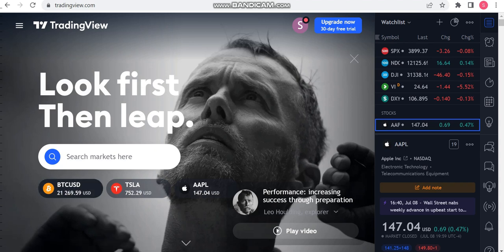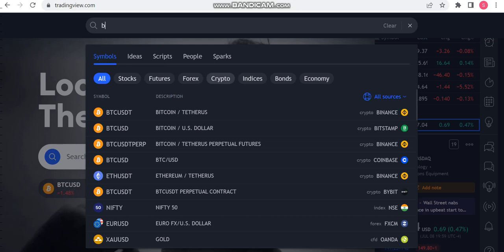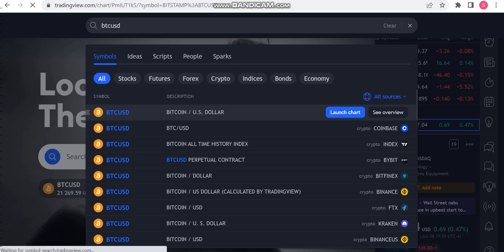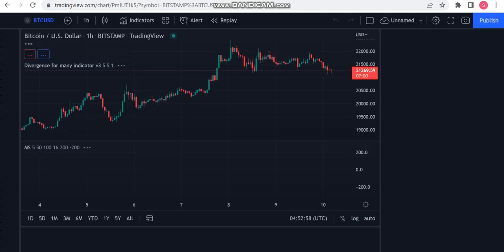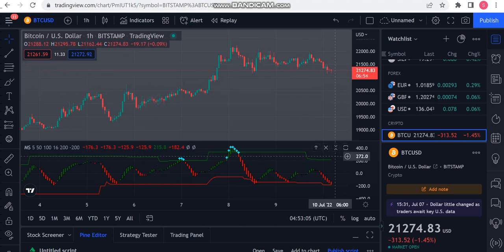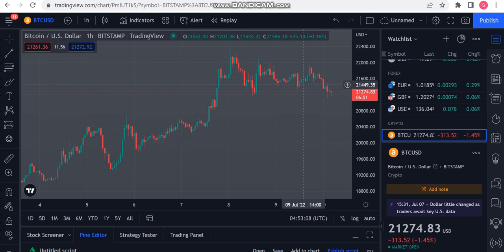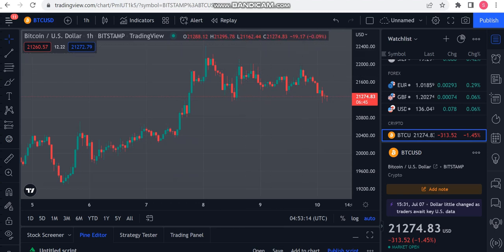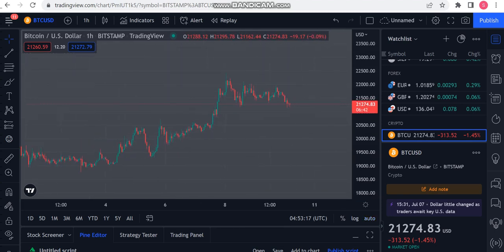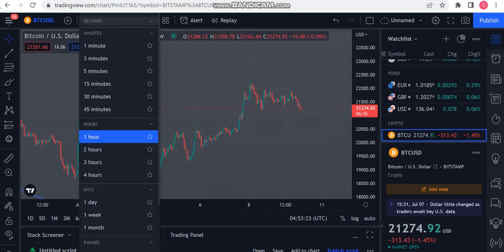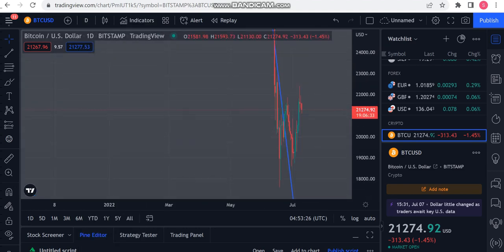BTC is right here, but if you can't find Bitcoin, just search for BTC, USD. You're gonna find it right here, and I'm gonna click on Launch Chart. So usually, you can do technical analysis on every time frame. But it's preferred that you use bigger time frames. So daily time frames or weekly time frames. I personally like to use daily time frames.